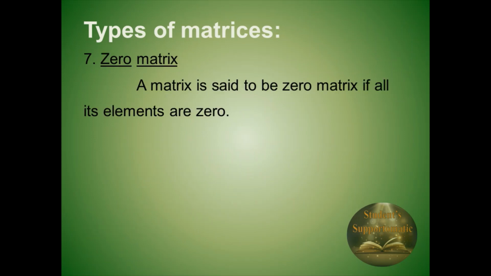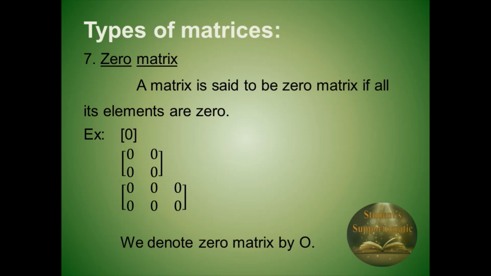Now the seventh type is the zero matrix. A matrix is said to be a zero matrix if all its elements are 0. It may be of any order. It is not required that it must be a square matrix. Any m cross n or m by n matrix having all its elements set to 0 is a zero matrix. We denote it by O.